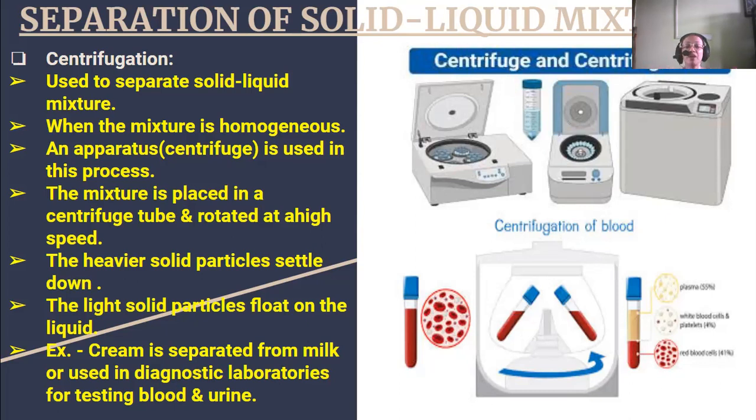For example, we can separate the cream from the milk, or we can separate the components of blood or urine. This is generally used in testing of blood and urine in laboratories. This is the centrifuge tube and this is the machine in which the tube is placed and it will rotate. See, this is the blood mixture filled in the tube, placed inside the machine, and it rotates in this way, and the plasma has been separated from the blood cells.